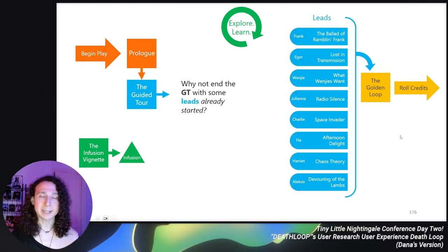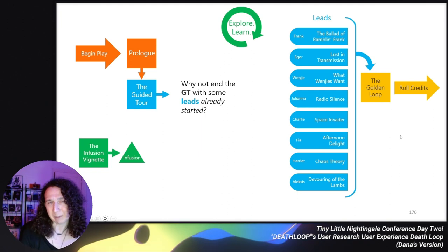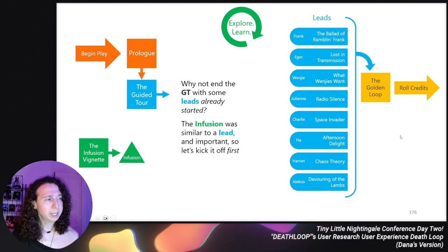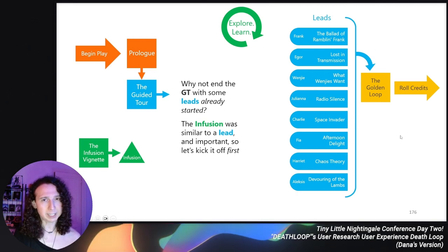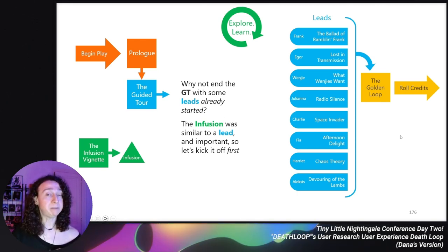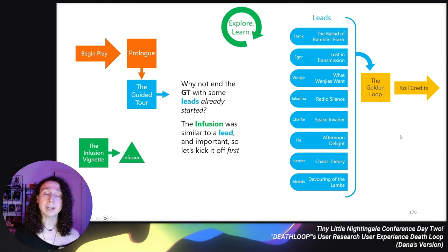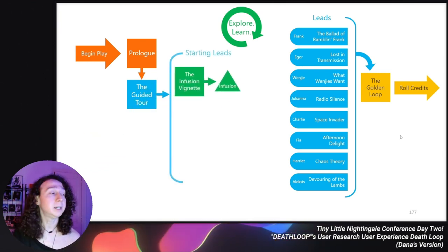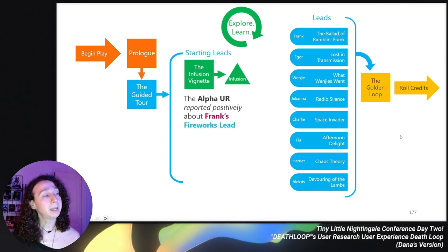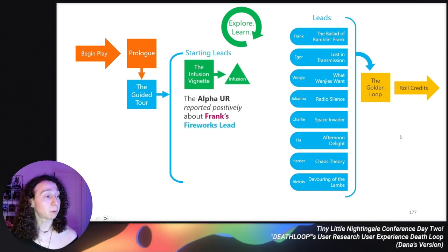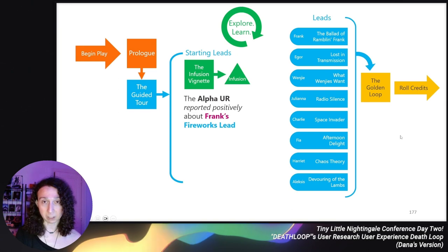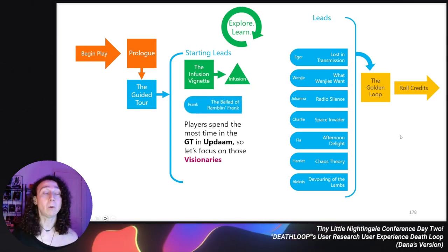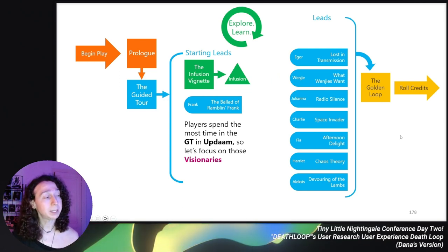But why not end the guided tour with some leads already started? We want to be really player friendly here. So first of all, infusion. It was similar to a lead, similar enough that we fashioned it as a lead. So why not include it as one of the starting leads? Let's go ahead and kick that off as soon as the guided tour is completed. The alpha user research reported positively about Frank's fireworks lead. So we decided to make that one of the starting leads. Seemed to be a cool way to help the player understand the game.